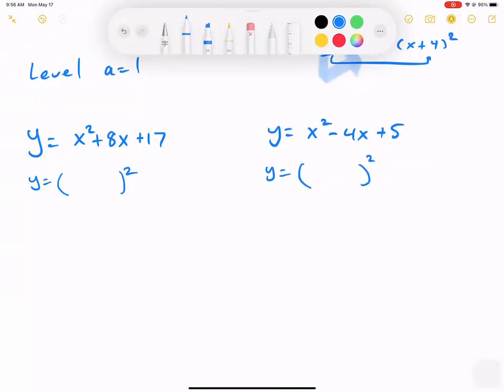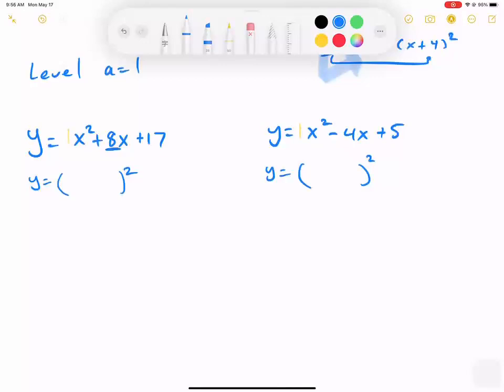These are all level 1 problems. How do I know they're level 1? Because there is an invisible 1 in the front. If this was a 3, a negative, anything else but a 1, that is another problem that we're dealing with later. Right now we're dealing with easy level 1 problems because we can do them in less than 30 seconds, 10 seconds.